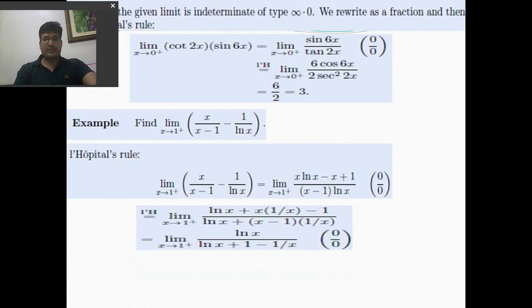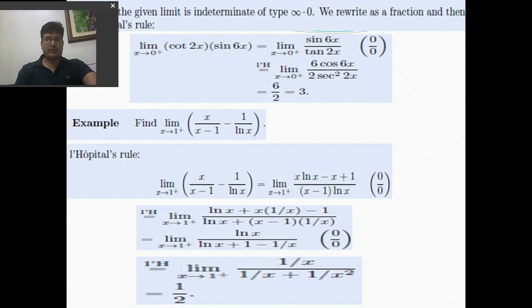For applying L'Hopital rule, we have to differentiate numerator and we have to differentiate denominator separately. So we differentiate numerator: log x plus x into 1 upon x minus 1, and we differentiate denominator: log x plus x minus 1 upon x. We obtain log x upon log x plus 1 minus 1 upon x. Now apply the limit again, x is equal to 1. We obtain again 0 by 0 form, again an indeterminate form. So we have to apply L'Hopital rule again.